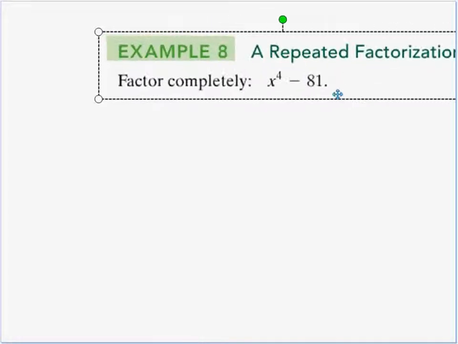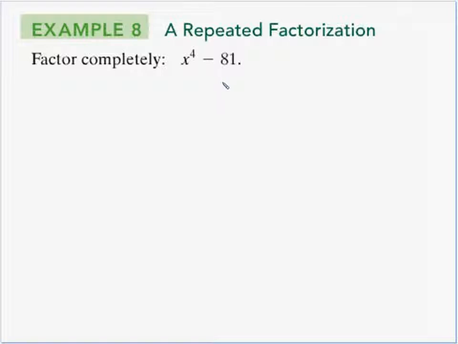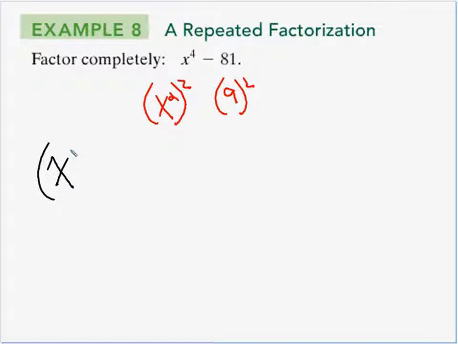Now here's another one. We've got x to the 4th and 81. Well, 81, of course, that's 9 squared. x to the 4th, what do you square to get x to the 4th? Well, that would be an x squared. So we've identified our factors, and we know we're going to have a sum, x squared plus 9, and a difference, x squared minus 9.